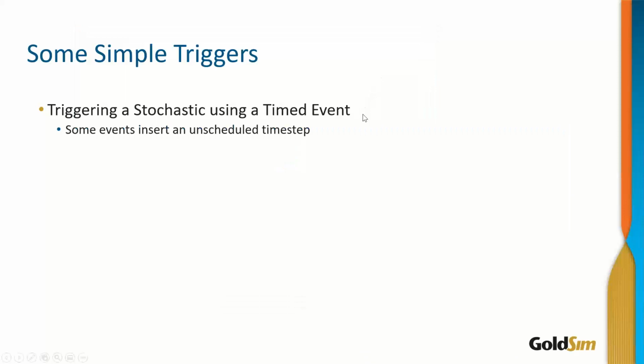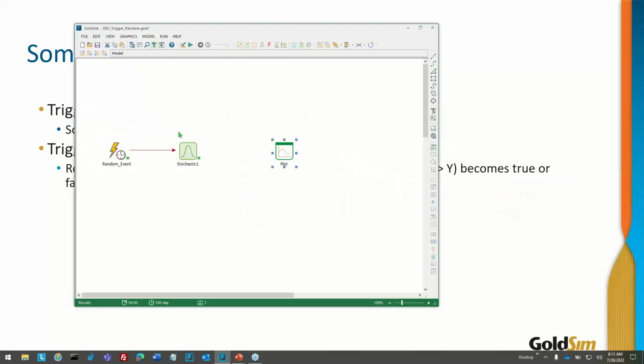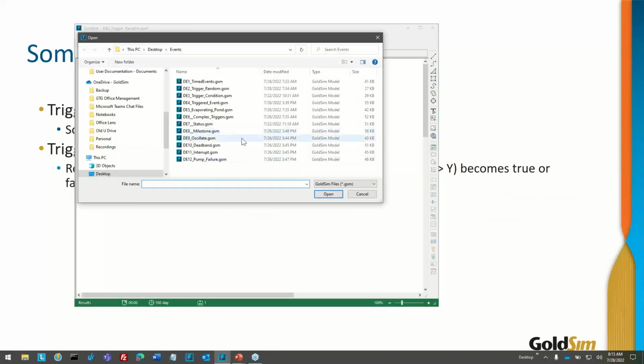But let's now look at other more interesting ways that we can respond to an event. This time I want to trigger that stochastic using a condition, right? Remember what I mentioned, that we can generate an event when a specific condition becomes true or false. So let's look at a model that does that.